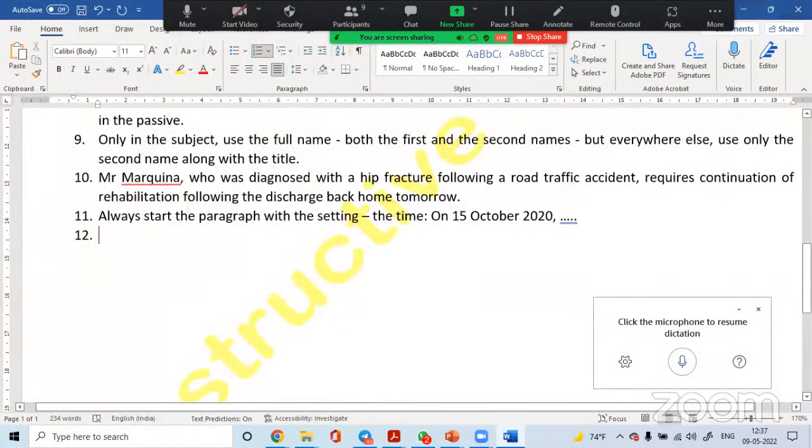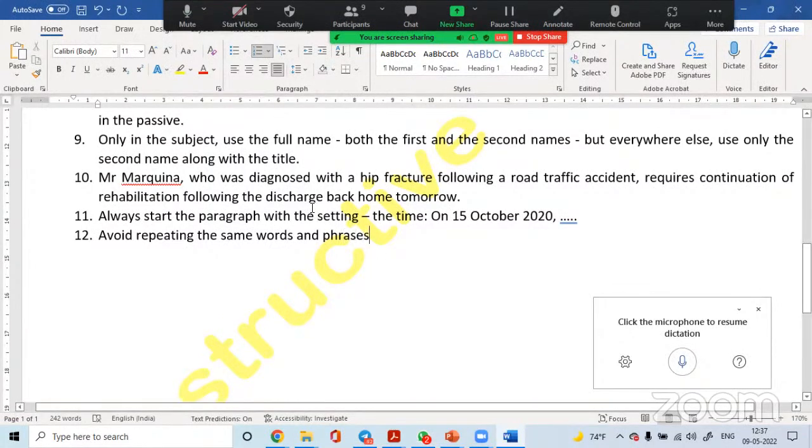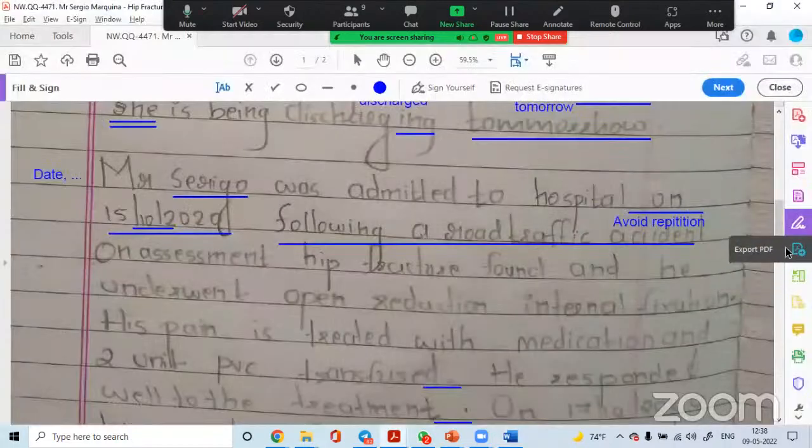So avoid repeating the same words and phrases. Better use synonyms or antonyms or alternative expressions. So use something else. Don't use the same thing.